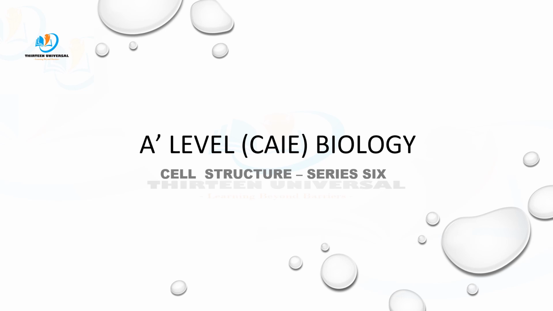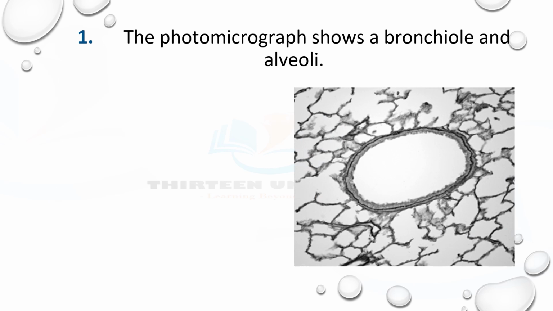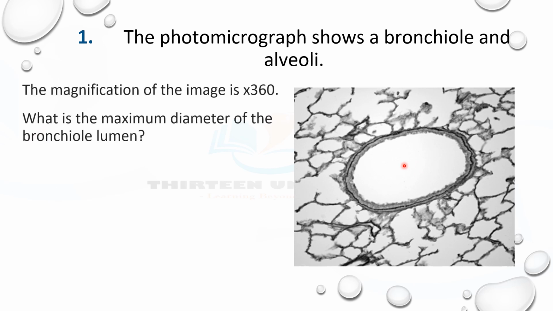So in this video we're going straight away, just get set, let's dive in to solve questions on microscopy. The first question says the photomicrograph shows a bronchiole and alveoli. These are the alveoli surrounding this bronchiole. The magnification of the image is 360. What is the maximum diameter of the bronchial lumen?